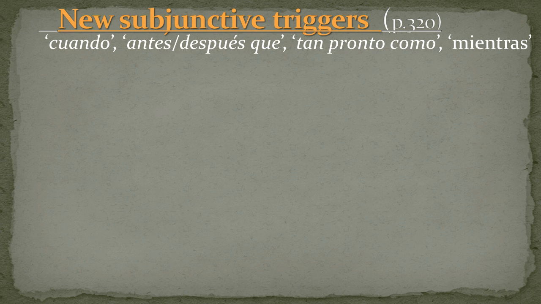There is a new list of subjunctive triggers. Remember, expressions that trigger subjunctive expect, they need the next verb to be in subjunctive. Look at page 320 of the book, and you will find at the top of the page this new list of subjunctive triggers. Cuando, when; antes que, before; después que, after something happens; tan pronto como, as soon as something happens; y mientras, as long as.